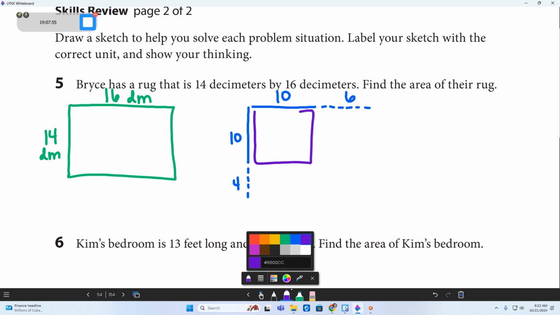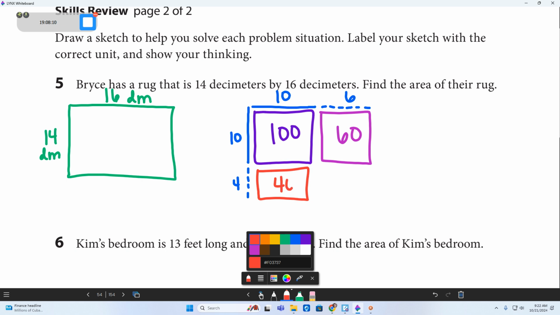10 times 10 is, whoops, I almost wrote 60. 10 times 10 is 100. Here's my 10 times 6 is 60. 4 times 10 is 40. And then 4 times 6 is 24. And we just need to add these sections together. So 60 and 40 is 100. Plus that 100, I'm at 200. Plus 24 is 224. So 224.